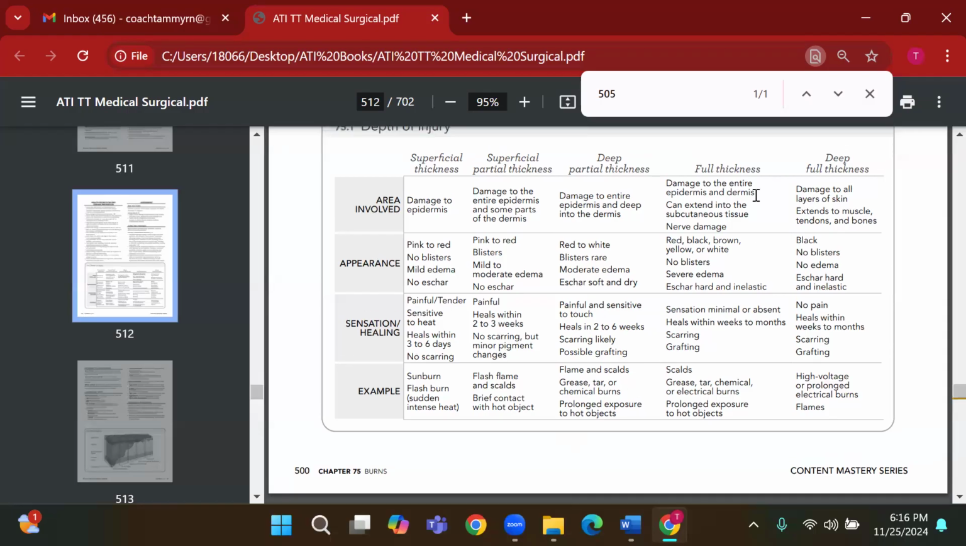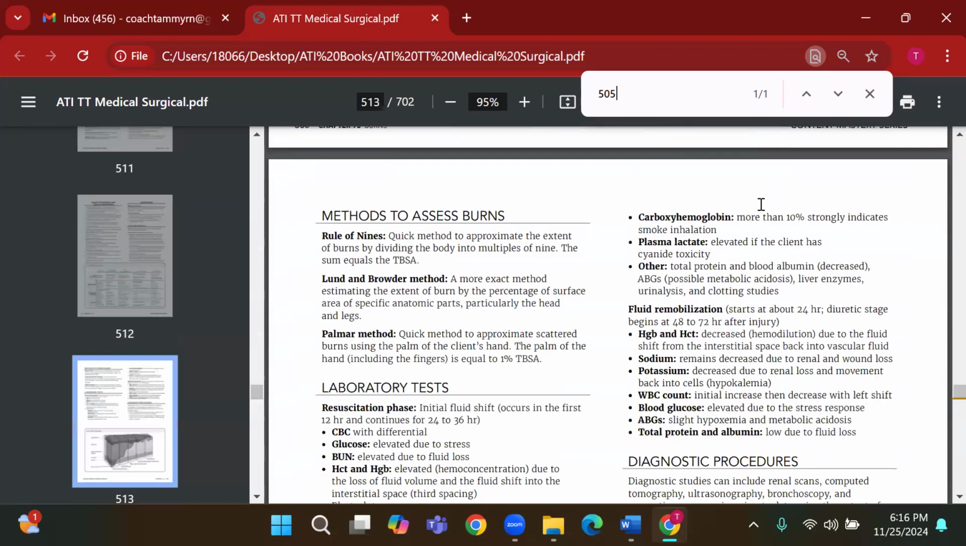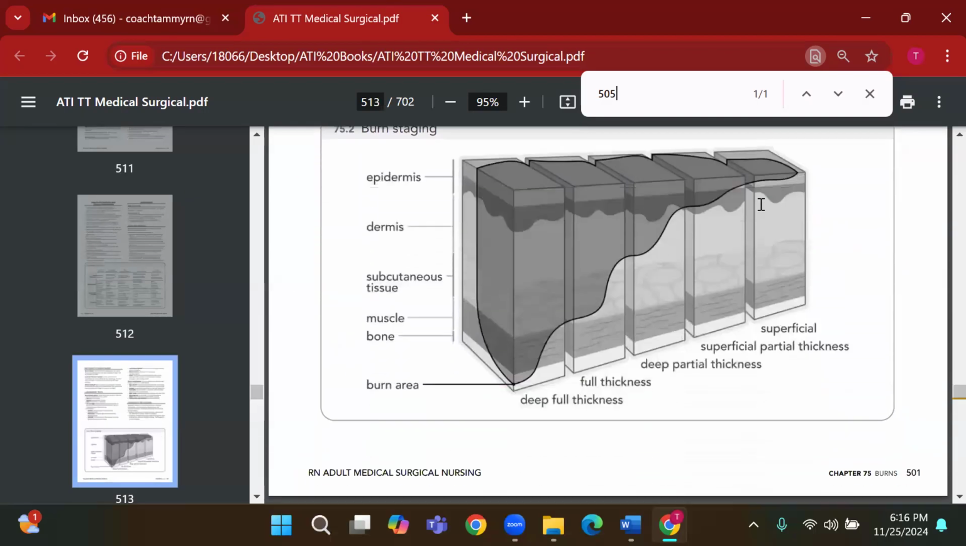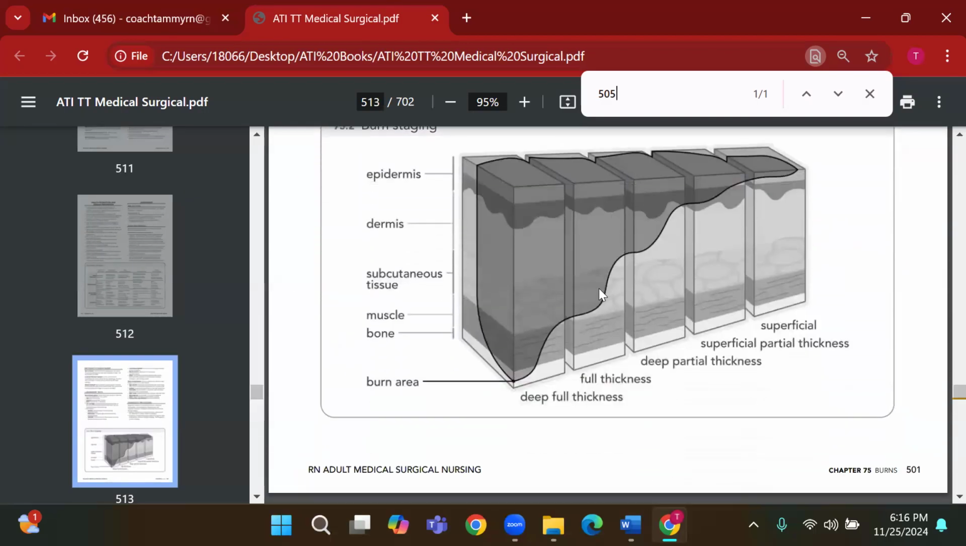Now, when you get to a full thickness, I want you to think damage to the entire epidermis and dermis. So we went all the way down. Let's look at full thickness, down into the dermis, all the way down in there.